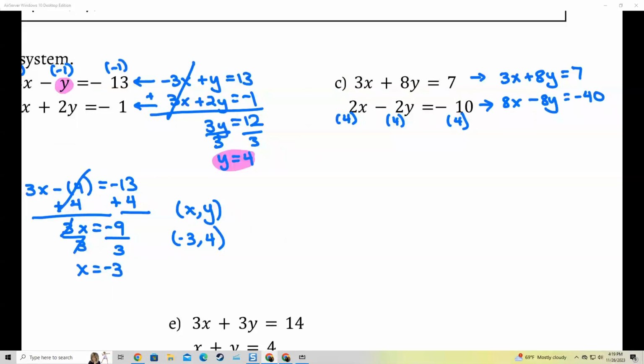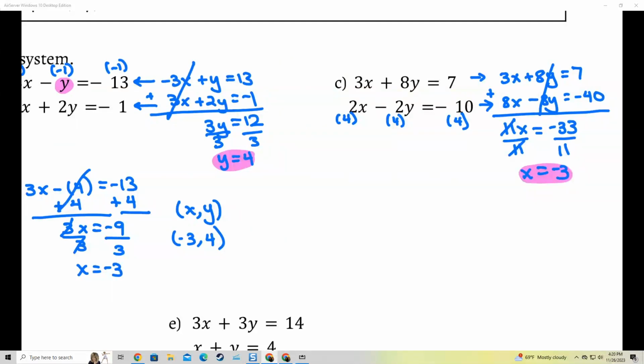Now that I have these, I'm going to go ahead and add these up. 3x plus 8x is 11x. The 8y and the negative 8y, those are going to cancel, and I'm left with a negative 33. Now I can go ahead and solve for the remaining variable. I can solve for x. I'm going to divide both sides by 11, and I get x is equal to negative 3. This is the first part of my solution.